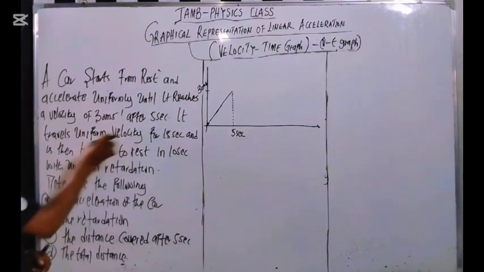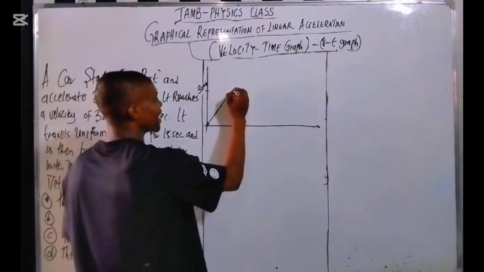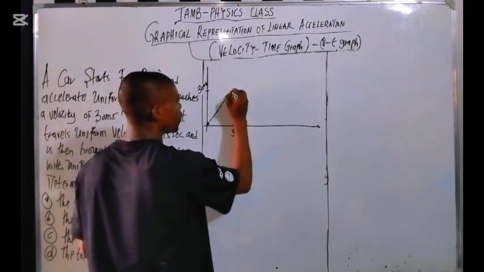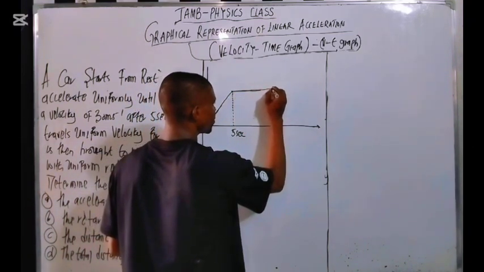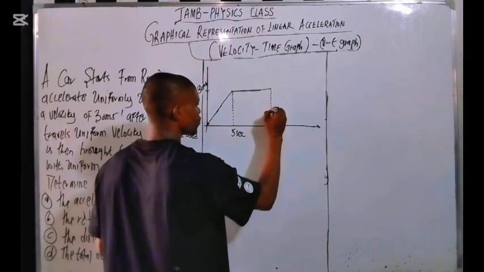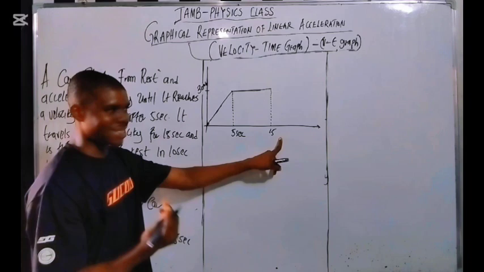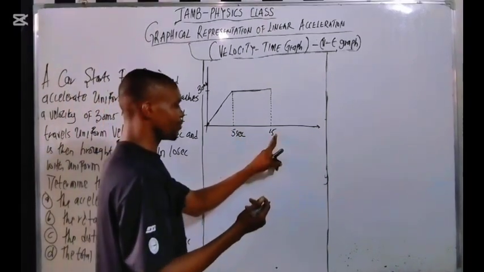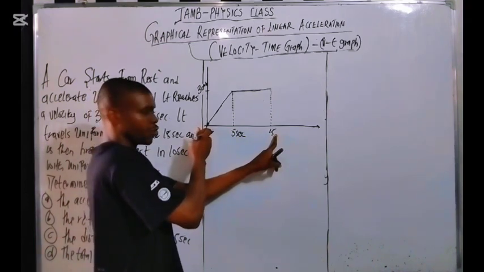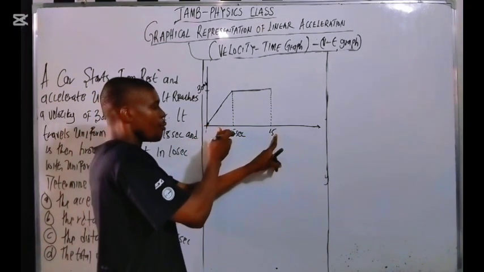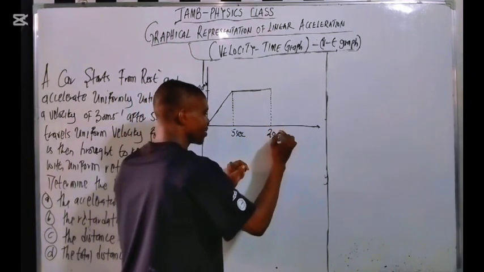After 5 seconds, it travels uniformly for 15 seconds. So it travels uniformly. When it gets here, it did not change. From here to here, it travels uniformly for 15 seconds. But of course, I'm not going to put 15 here, because it does not make any sense. From here to here is 5, and from here to here is 15. The total is going to be 20. So here is 20 seconds.